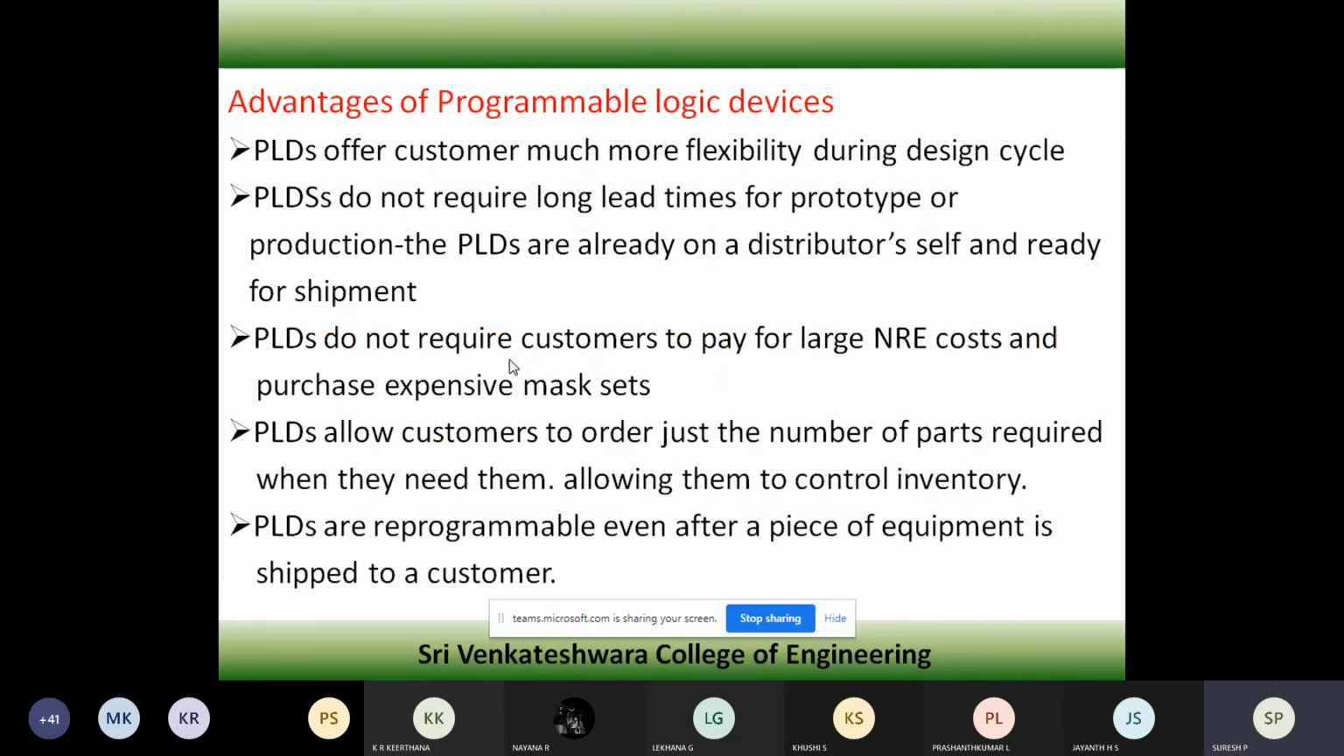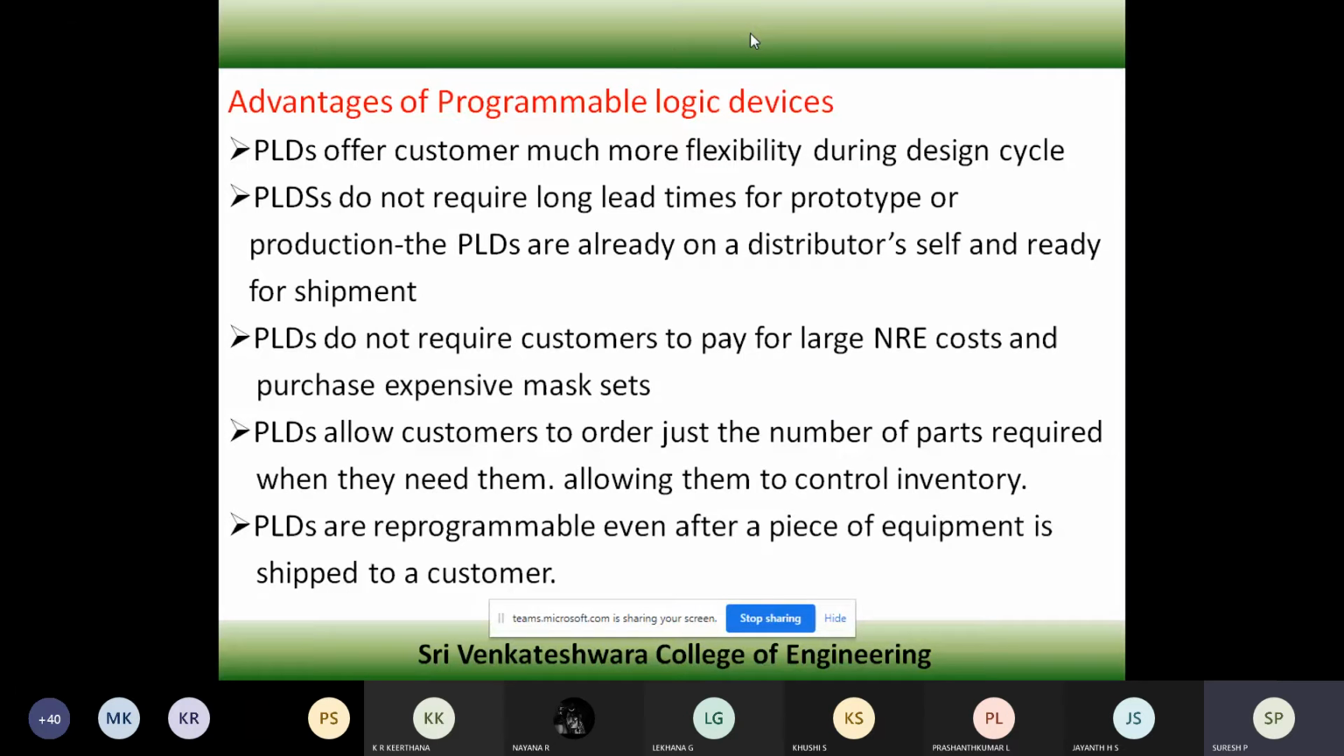So next, when it comes to the advantages of programmable logic devices, since you already know this from your third semester itself, it offers the customer much more flexibility during the design cycle. How are we going to justify this particular term? Since PLDs offer the customer much more flexibility during the design cycle itself, what does it mean? The customer, the developer, will know what function I have to generate, and depending upon the functionality, what he is going to generate. So at the time of the design itself, you come to know. Okay, so that's what it is going to have.